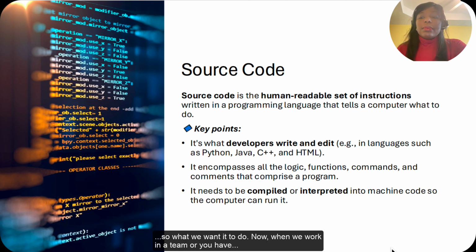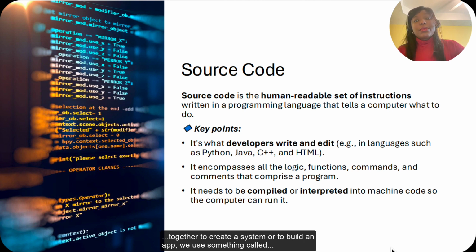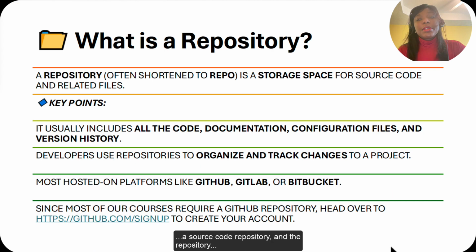and then the computer can run it and it can do what we want it to do. Now, when we work in a team, or you have a team of software engineers or developers that are working together to create a system or to build an app, we use something called a source code repository. And the repository, most of the time you hear repo, is the storage space for the source code and all of the files that they depend on.